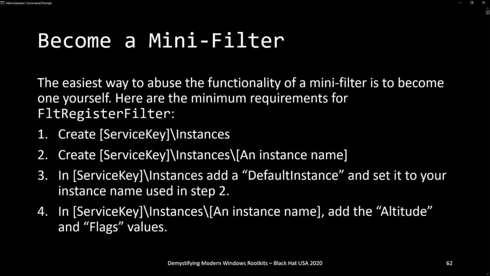The easiest way to abuse functionality of a mini filter is to become one yourself. Here are the minimum requirements for FltRegisterFilter. First, you create an instances key under the service key. Then under the instances key, you create an instance name key. This can be any name you'd like. You'll use this name for step 3 when you create a default instance value under the instances key, and you set the string value to the name you used in step 2. And finally, in step 4, under the instance name key, we'll add the altitude and flags values.